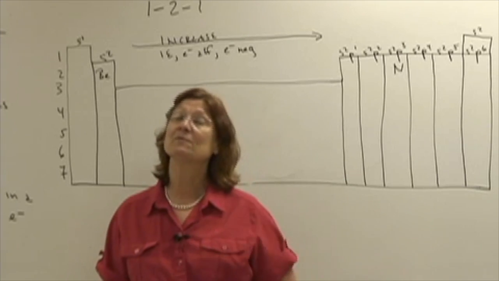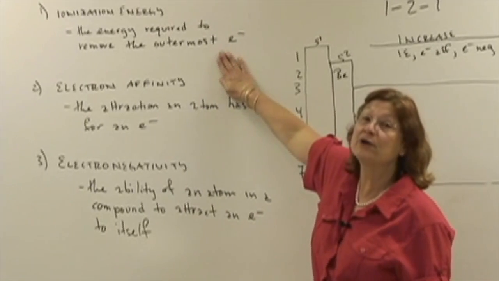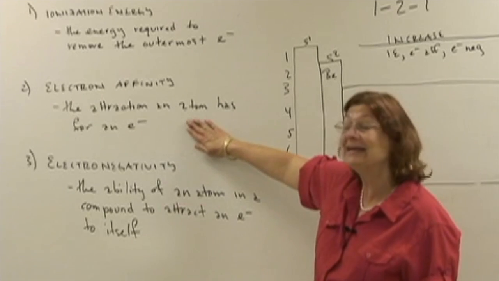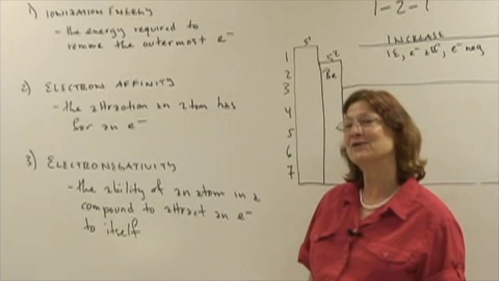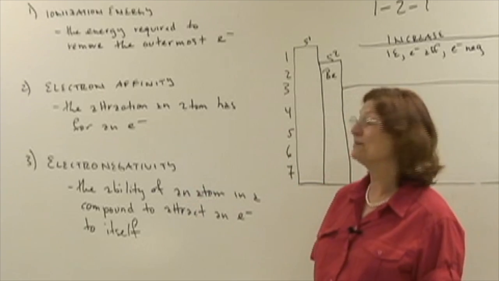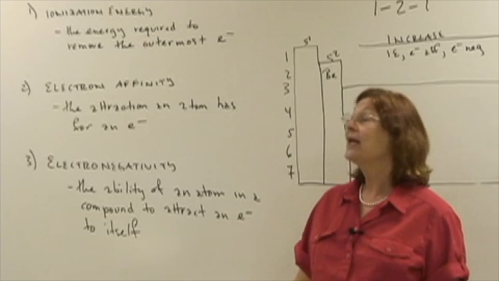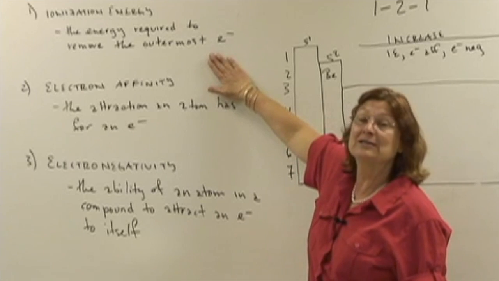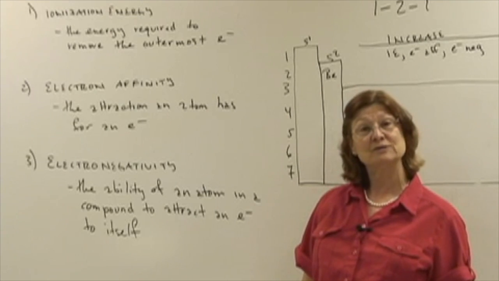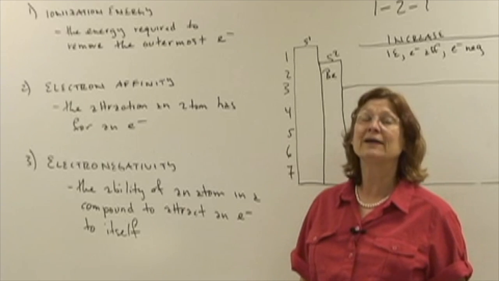Well, we have 3 terms that need to be defined. Ionization energy is the energy required to remove the outermost electron from an atom. Electron affinity is the attraction an atom has for an electron, and I have an affinity for chocolate. And electronegativity is the ability of an atom in a compound to attract an electron to itself. These first 2 are experimentally determined numbers. They are actually measured values. And electronegativity is a man-made scale by Linus Pauling.